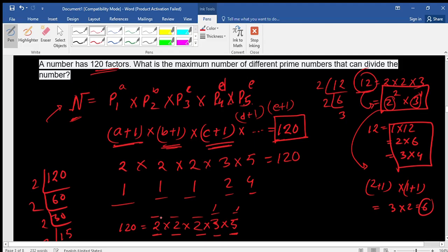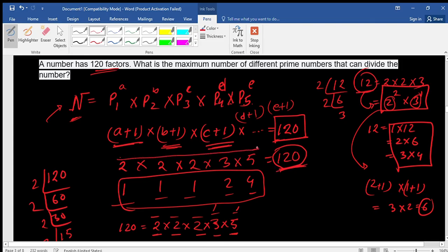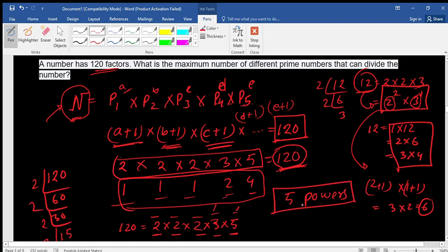So we get a total of how many numbers? We get a total of 5 numbers. How? We just prime factorized 120, and after prime factorizing 120, we get 5 numbers. These 5 numbers are factors of 120, and from those factors of 120 we found the powers in the prime factorization of that natural number. We don't know the value of that natural number, the number is unknown, but we know the powers. The powers are 1, 1, 1, 2 and 4. So there are a total of 5 powers, and if there are 5 powers, that means we have 5 prime numbers.